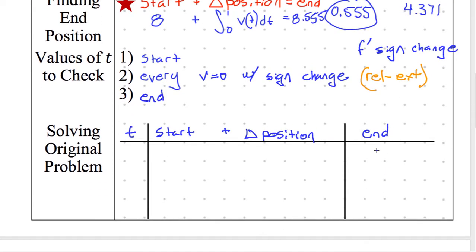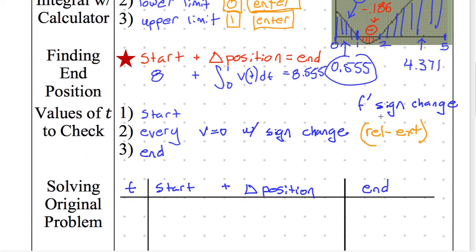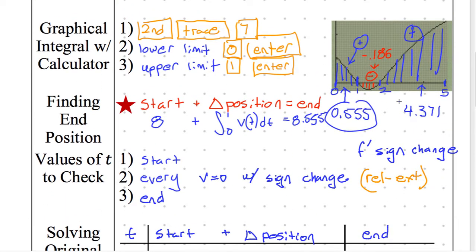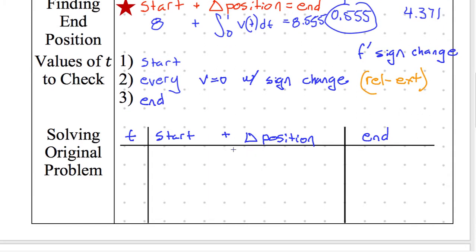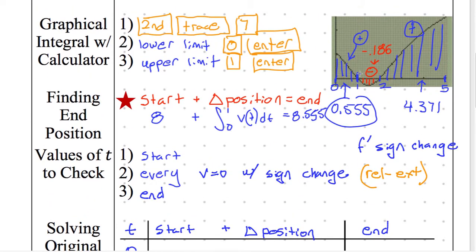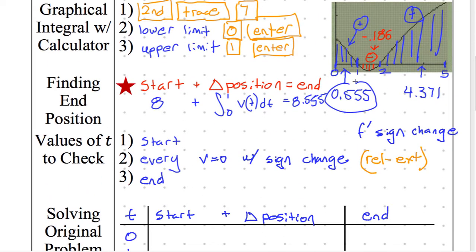Okay, what are the values of t that we need to check for this problem? Look at our graph. 0, 1, 2, and 5. Yep, I agree. Put those in our table. Make sure that you look at your graph on your calculator or on the notes and make sure that that makes sense. 0, 1, 2, and 5.